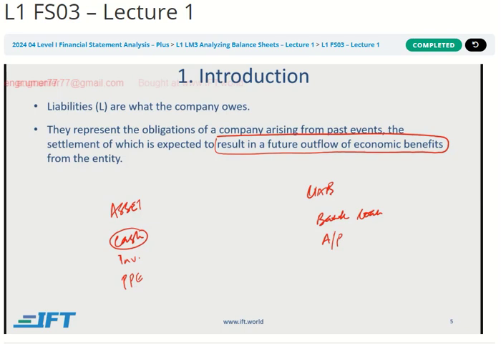You can spend it, you can use it for something. Inventory can be sold for cash. Property, plant, and equipment can be used to make inventory, which can then be sold for cash. So assets lead to inflow of economic benefit, whereas a bank loan you will have to pay, which means outflow of economic benefit. Accounts payable you will have to pay in future, so outflow of economic benefit. This is what the company owes, and this is what the company owns.